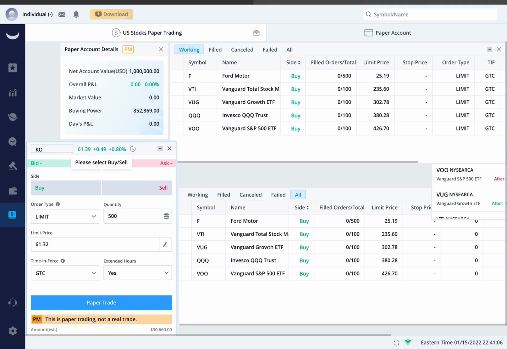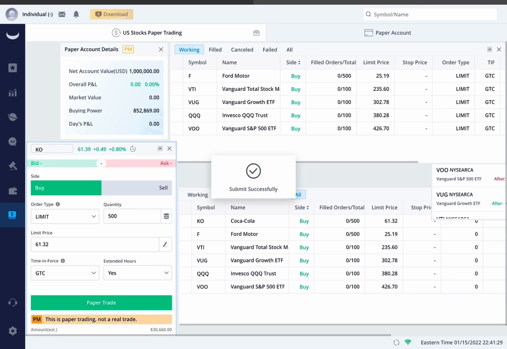So buying Coca-Cola, and remember this is paper trading, not real trading. Okay, and hit paper trade. And is it going to go through? Hit it again. Please select buy. Oh, I didn't hit buy. Okay, limit 500. All right, and there we go. That one was submitted successfully.